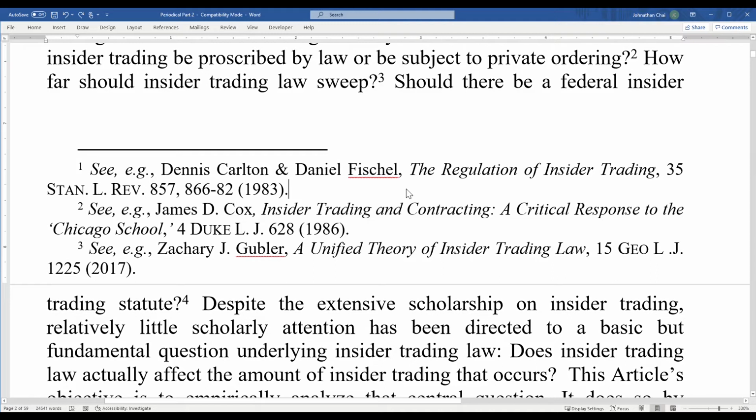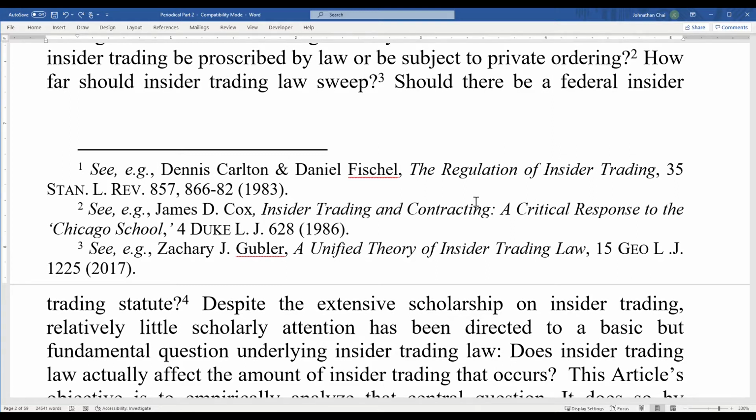This is how you edit Bluebook citations of periodical sources. This document is an early draft of an article that was published in the UC Davis Law Review. The first 3 footnotes each include a citation to a law review article, which is a type of periodical source.